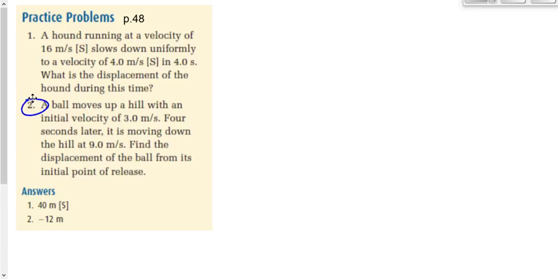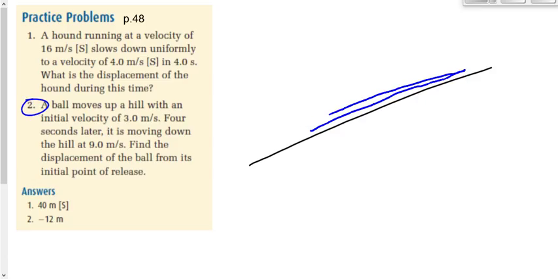So let's visualize this. Here's the hill. The ball is moving up the hill. And what happens to it? As it goes up the hill, the ball will slow down and stop, and then change direction and speed up. We want to find the displacement during the time that it took to go from 3 up the hill to 9 meters per second down the hill. Is that a group A or group B problem?